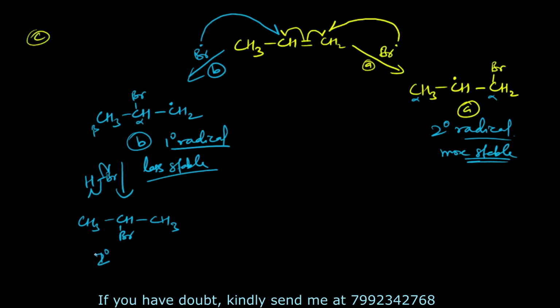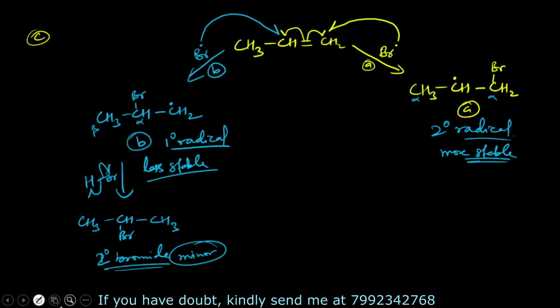I'm not talking about bromide, but it is 2 degree bromide. The final product is 2 degree bromide. But you see, if this radical is less stable, it will form very less. So very less means this one will be minor, because it is also forming very less.